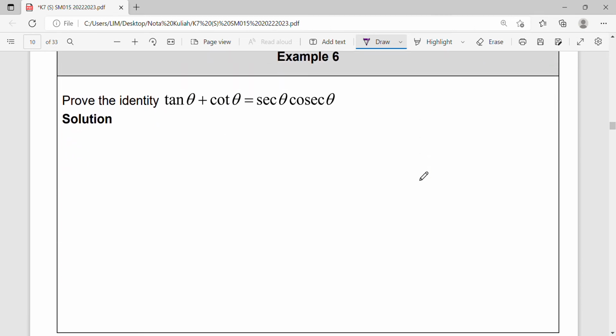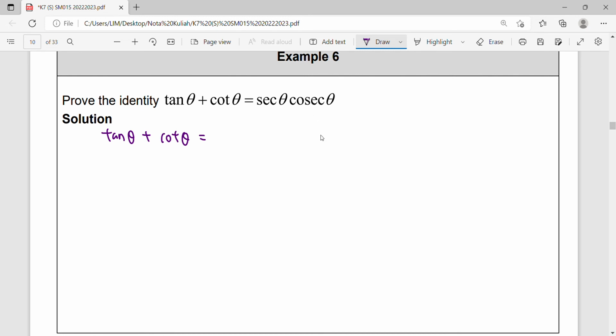So look at the example 6. Prove the identity tangent theta plus cotangent theta equals to secant theta times cosecant theta. So means here we need to prove this equation equals to this answer. Alright. So we will start with one side only. So we pick for left hand side, which is the operation of tangent plus cotangent. We try to simplify until we get this. Okay, until we get this. So this is how we prove.